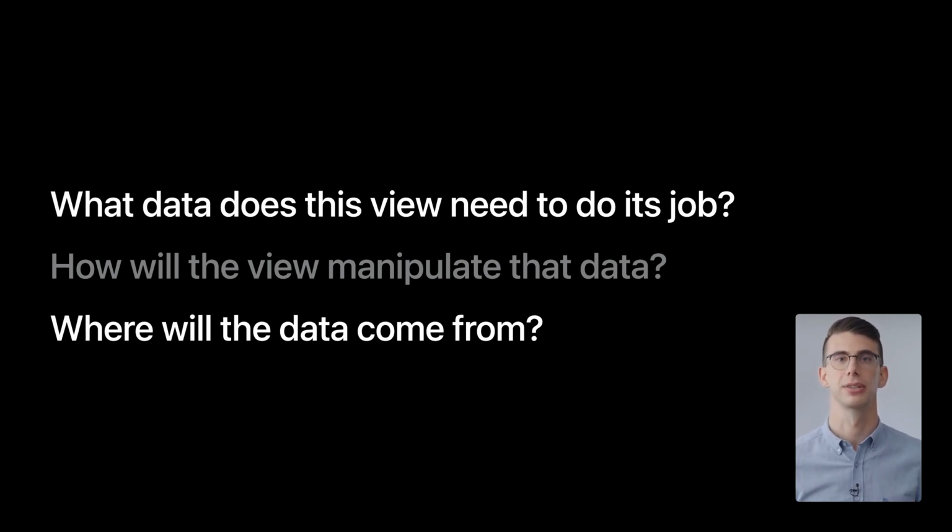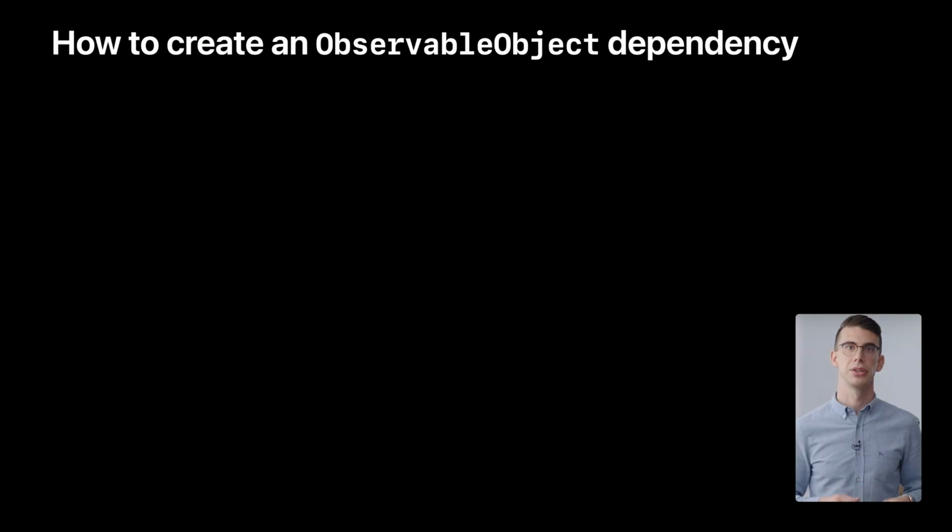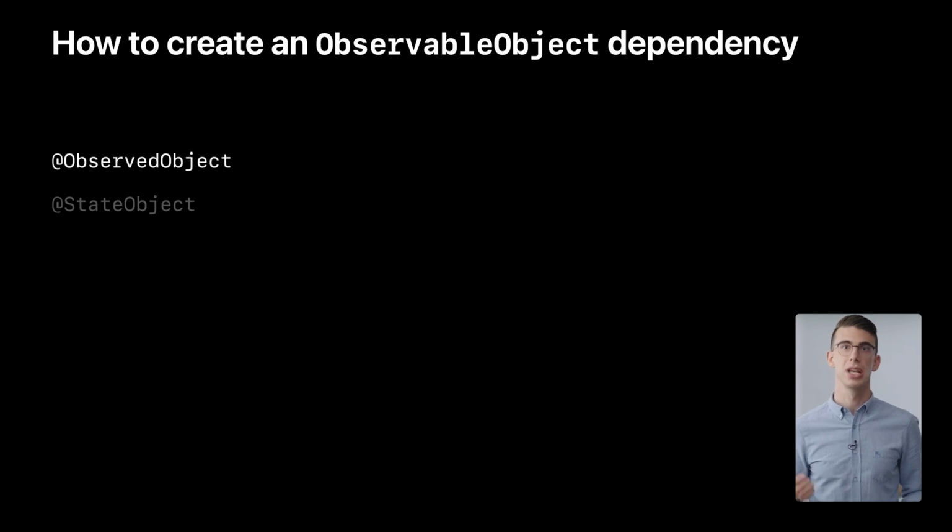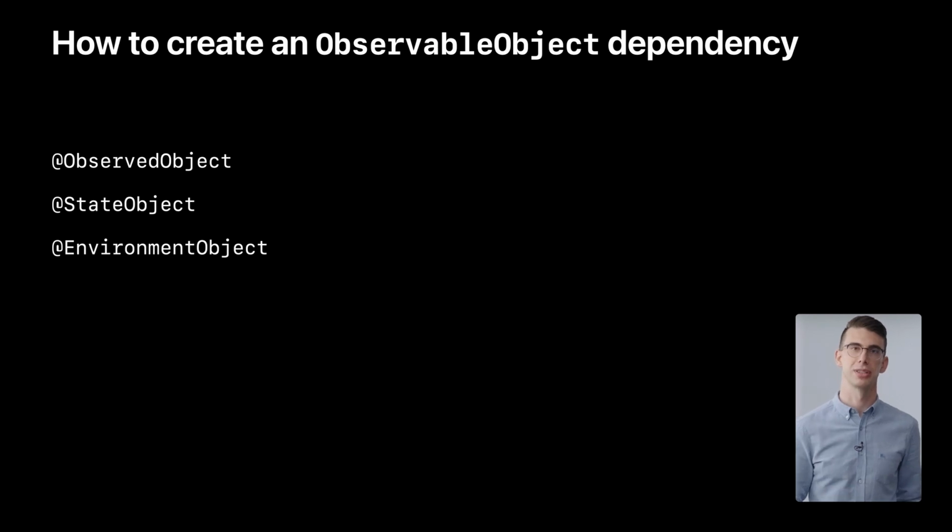Let's now take a look at how to answer these other 2 questions when it comes to ObservableObject. We've seen how to define our model, but now we need to use it in our view. SwiftUI offers 3 property wrappers that you can use in a view to create a dependency to an ObservableObject. These tools are ObservedObject, StateObject, which is new this year, and EnvironmentObject. Let's start by taking a look at ObservedObject.